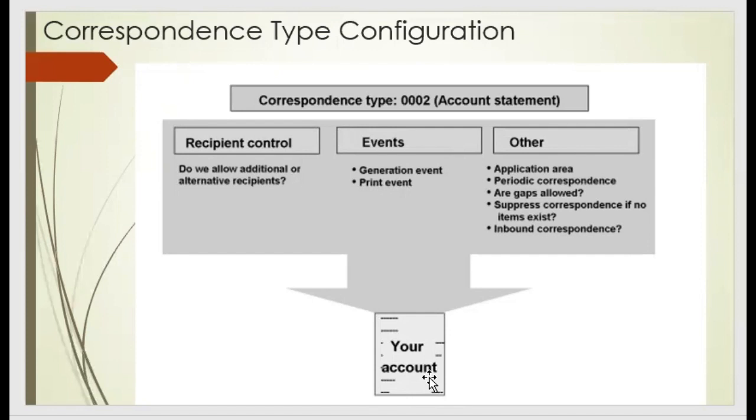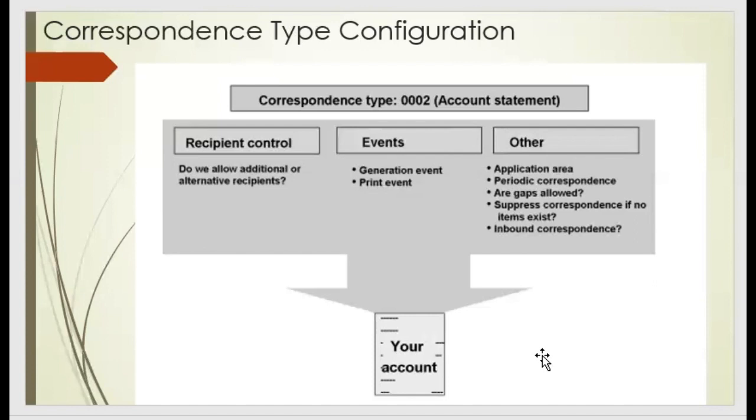Now this correspondence type 002 account statement, where we know the recipient control, whom to send, and the generation event. During the generation event, we generate the smart form or the details. It's mostly an ABAP program, and from the application, we get all the details about that person. Okay, and we send that.